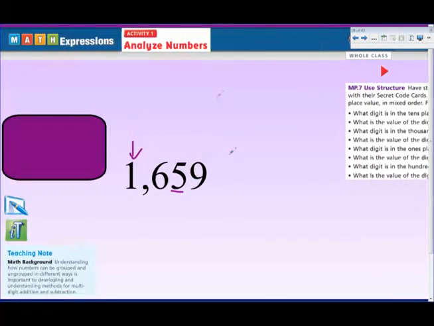What's the value of that 1? No, it's not 1. It's 1,000. The value is 1,000 because it's in the thousands digit. Okay, what's the value of this 6? That 6 is in the hundreds digit and it represents 600. Okay, hopefully this is getting easier for you to understand.